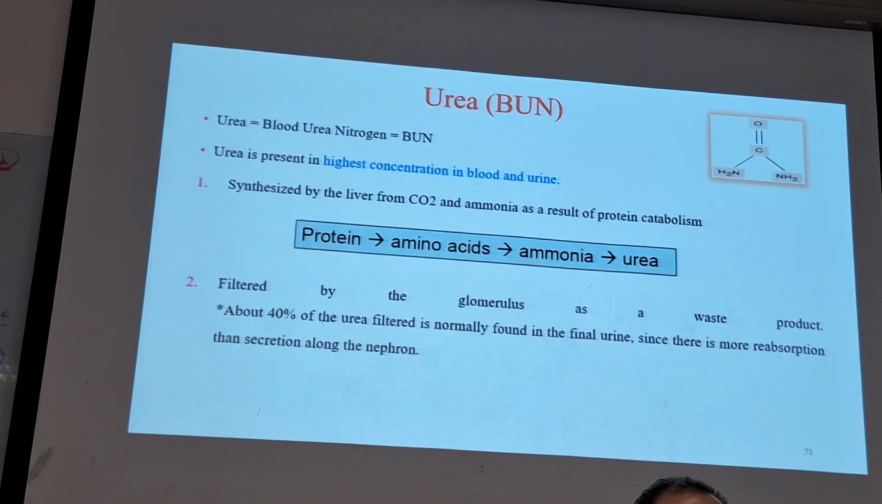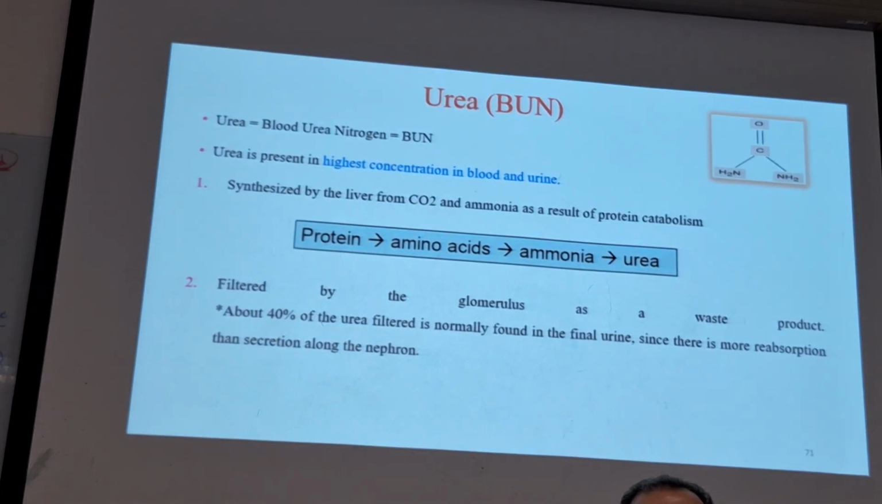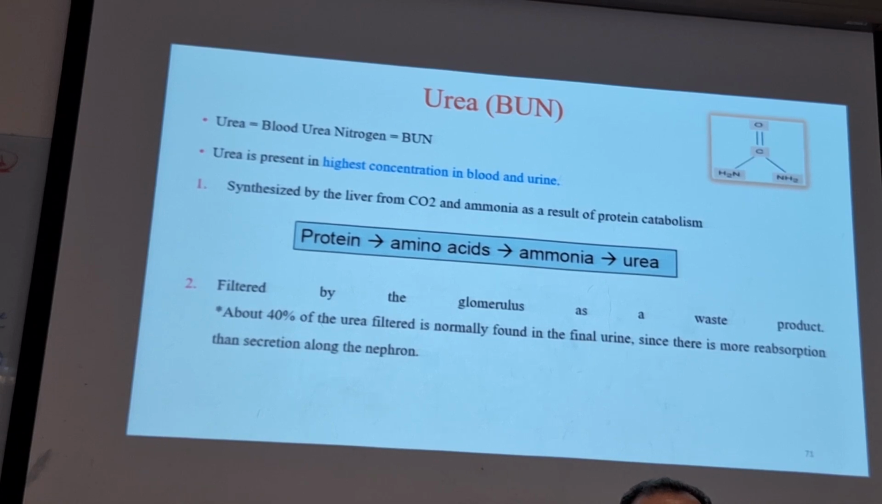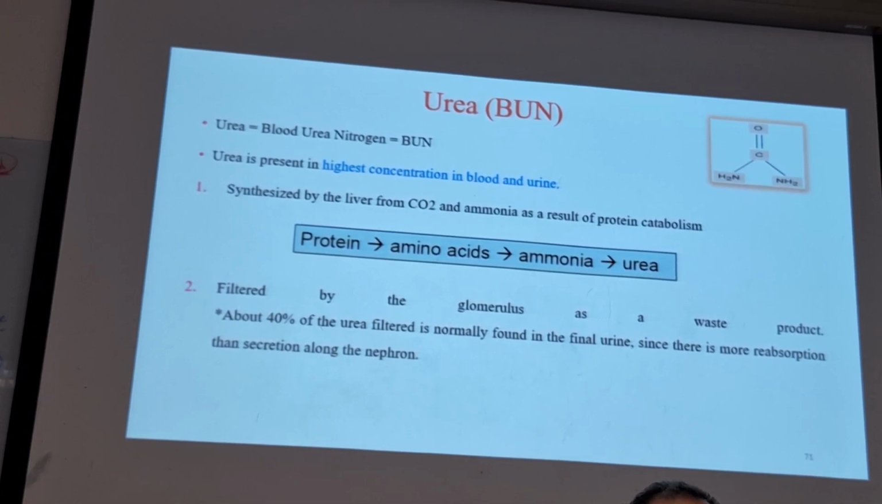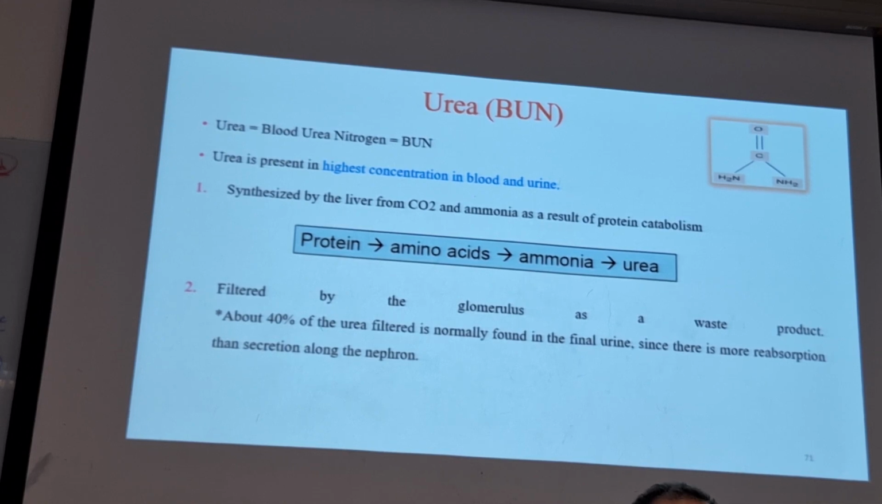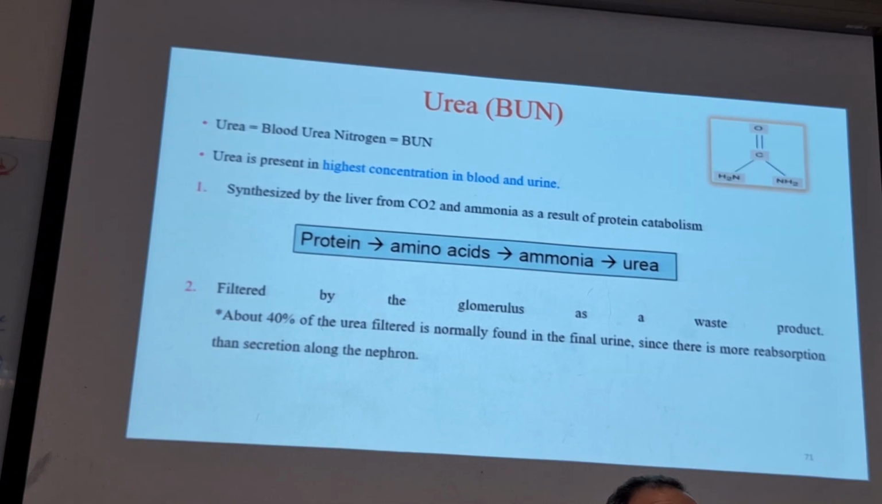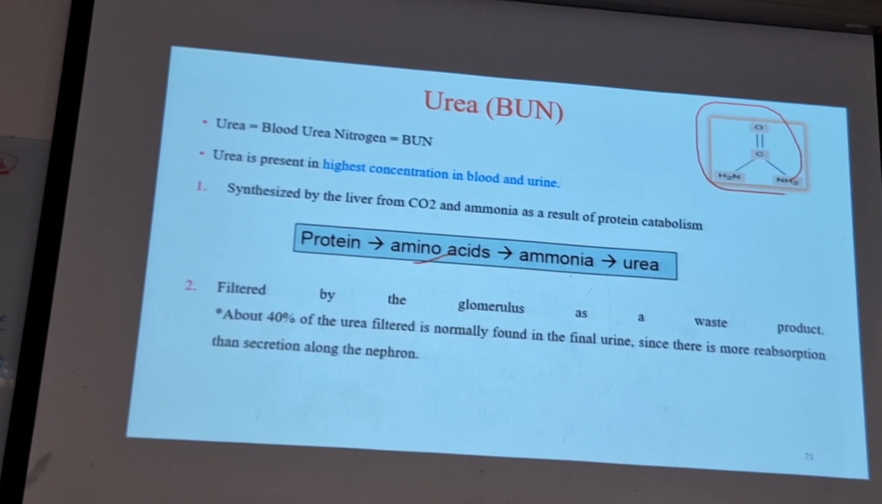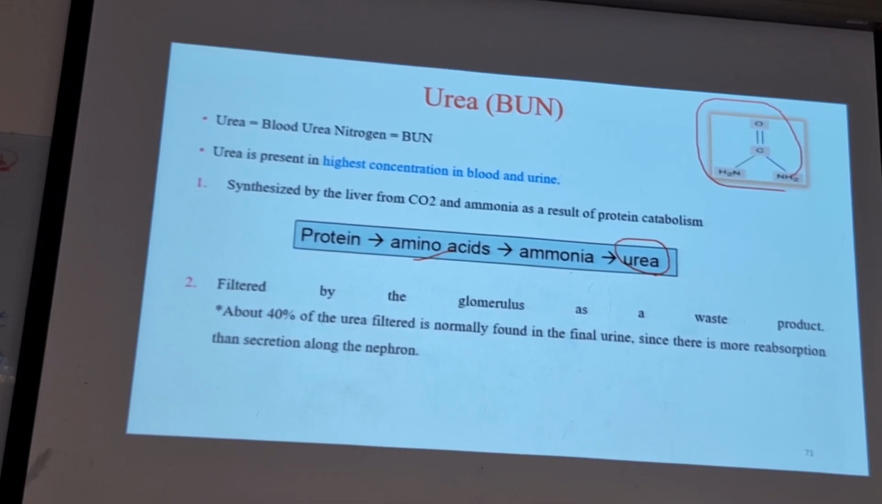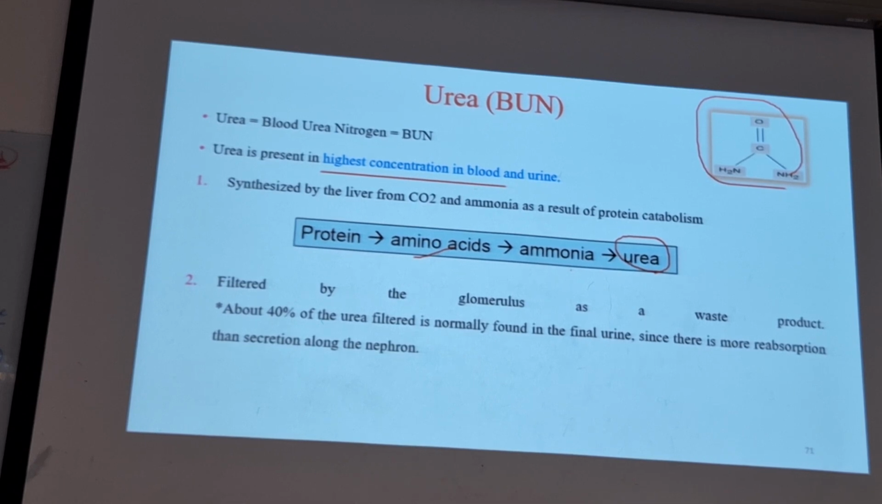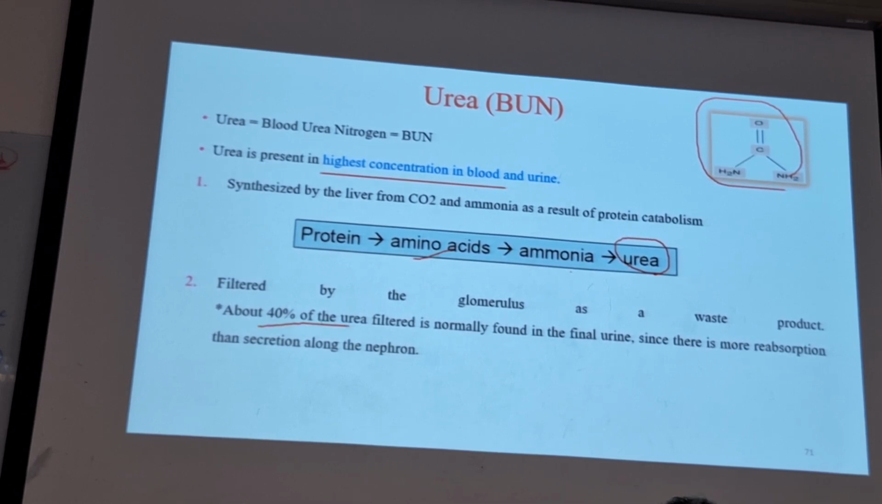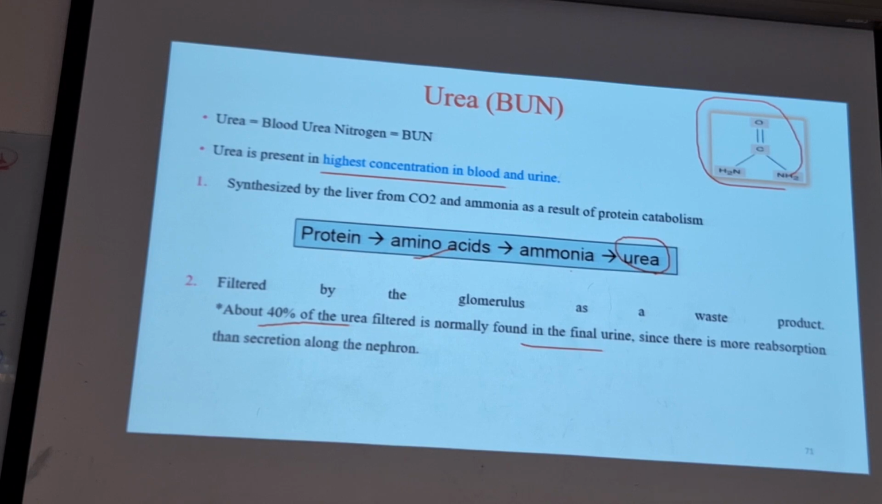So, I was talking about heme and bilirubin just as a brief review. I wanted to talk about urea and creatinine. You learned what urea is. This is the structure of urea. Protein is converted to amino acids, to ammonia, and finally to urea. Urea has the highest concentration in the blood, and near 40% of the urea is excreted in the urine.